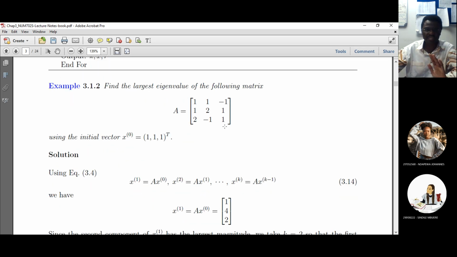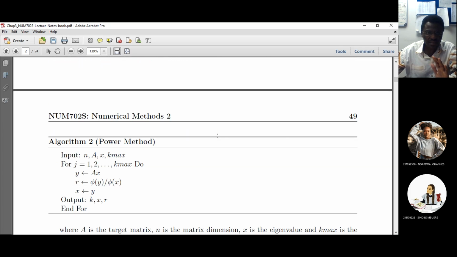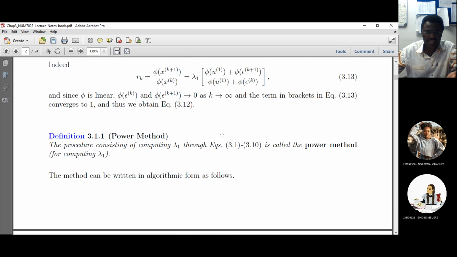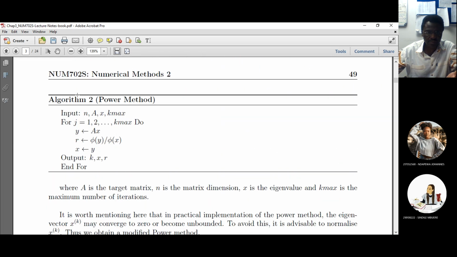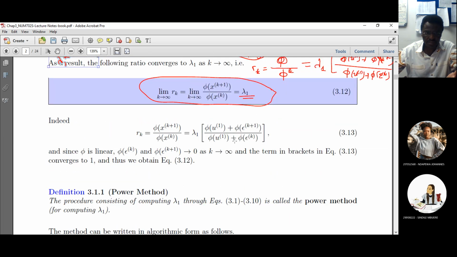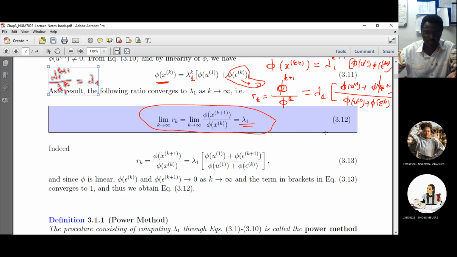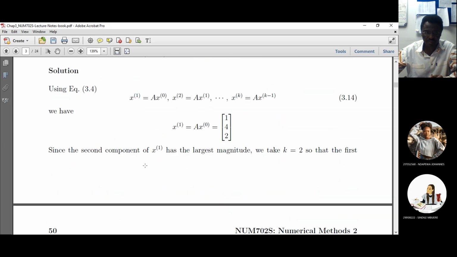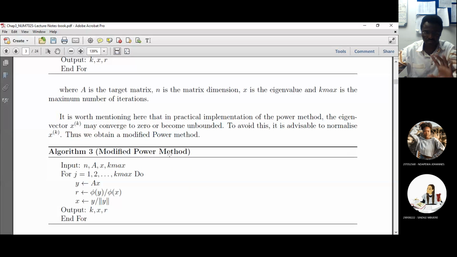Now let us look at this particular example and we will see how we apply this. In fact, the power method, the way it is explained here, is exactly this procedure. That's exactly what it is. This algorithm performs this equation 312. All this computationally, this is how you perform the algorithm. And that's what we are going to do now through this example. Obviously, you have the modified version, but for now, you can read that.